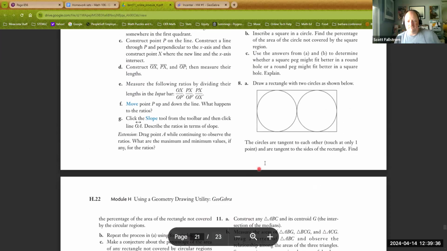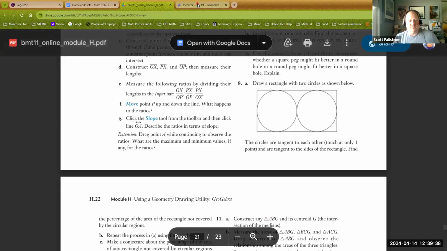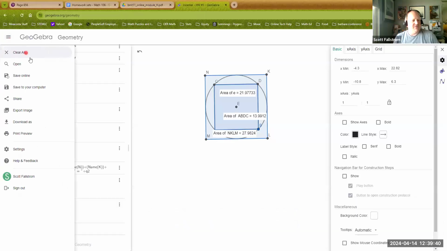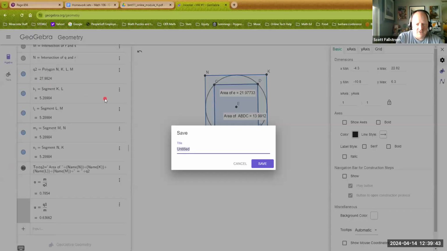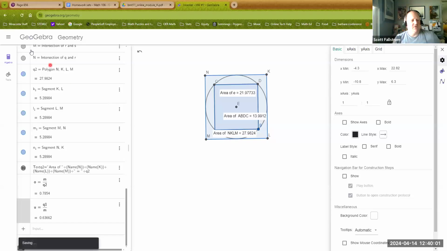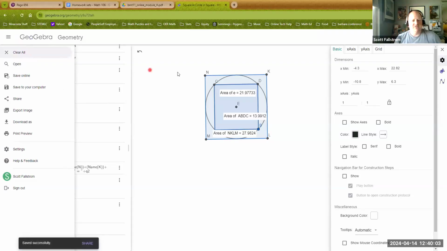Okay, well, so I need to go up here, and this was homework question number 7. So let me save that one, save online. A square in a circle in a square. Homework number 7. Okay, there we go. Let's clear everything off and we'll just start a new drawing.